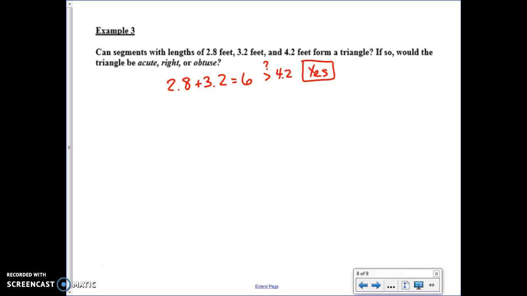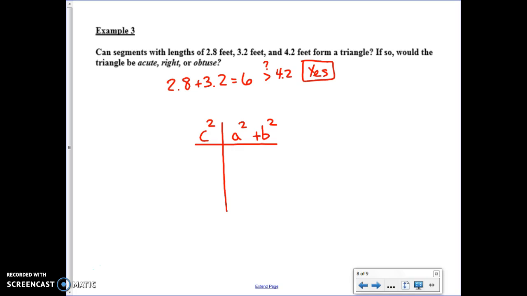But the second question, is it acute, right, or obtuse? I'm going to have you set up a table here to help you out. So I'm going to put c squared on the left side like we talked about, and then I'm going to put a squared plus b squared on the right side. And I don't want you to put an equal sign there because it may not be equal. So I set it up in table form.